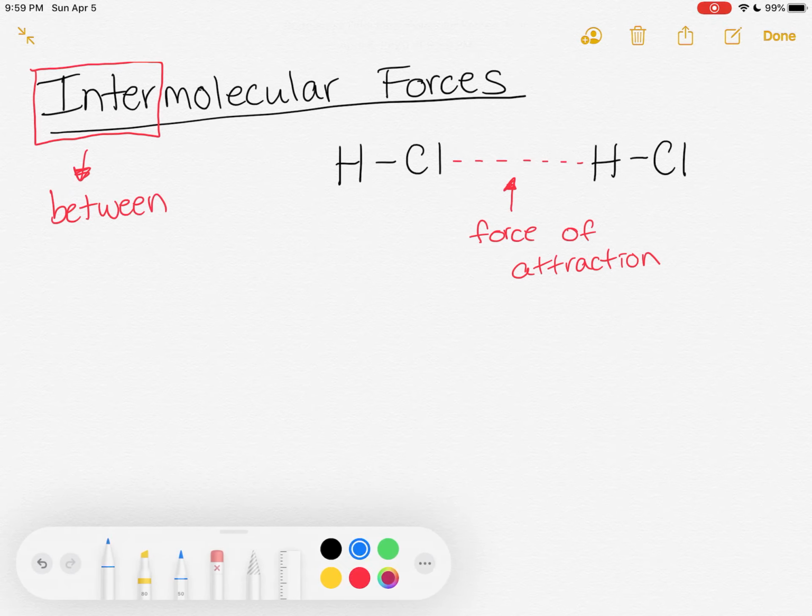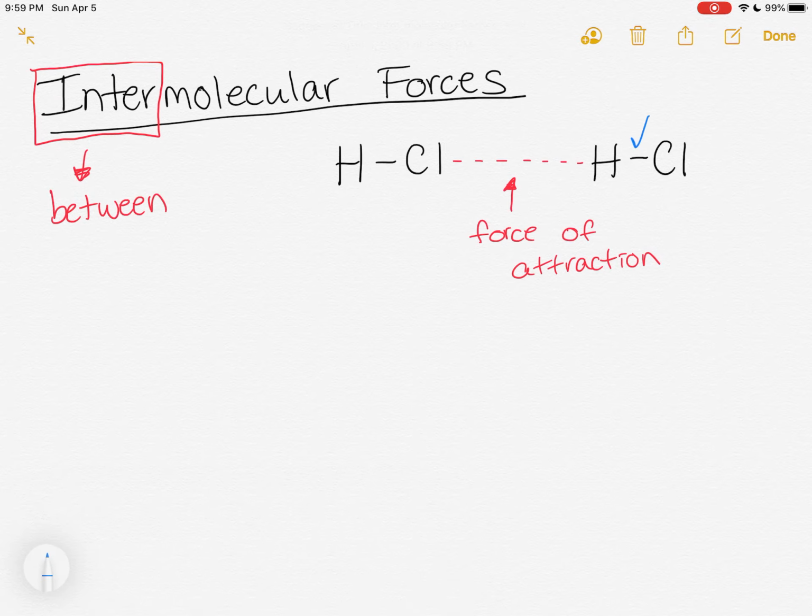Now there is such a thing as intramolecular forces, and that's actually what's going on within the molecule. So this is an intramolecular force. So intramolecular force means within the molecule, whereas an intermolecular force means between molecules.